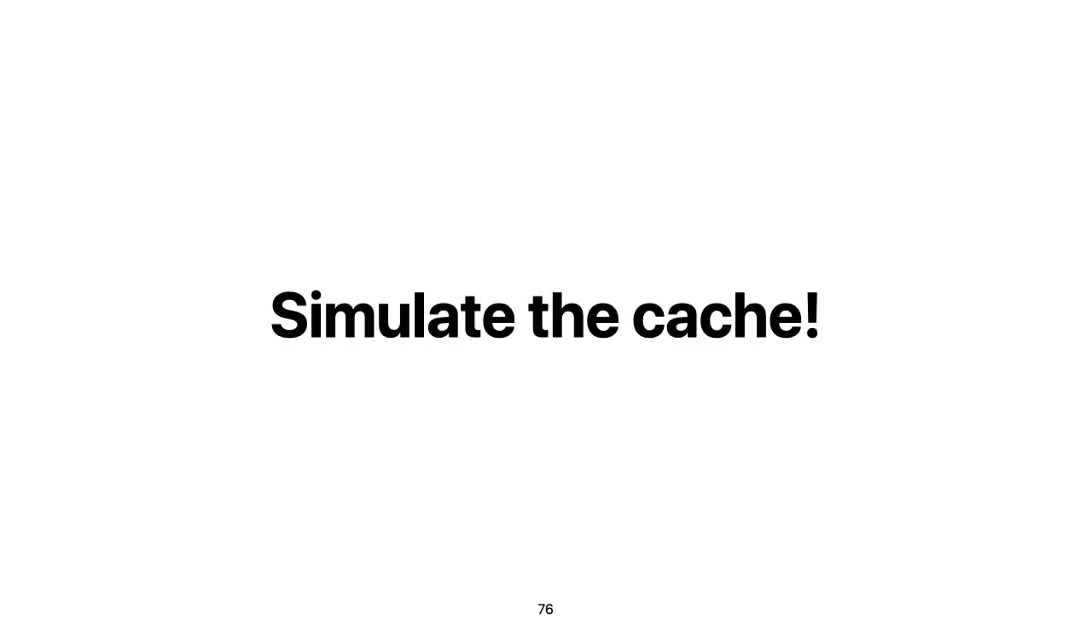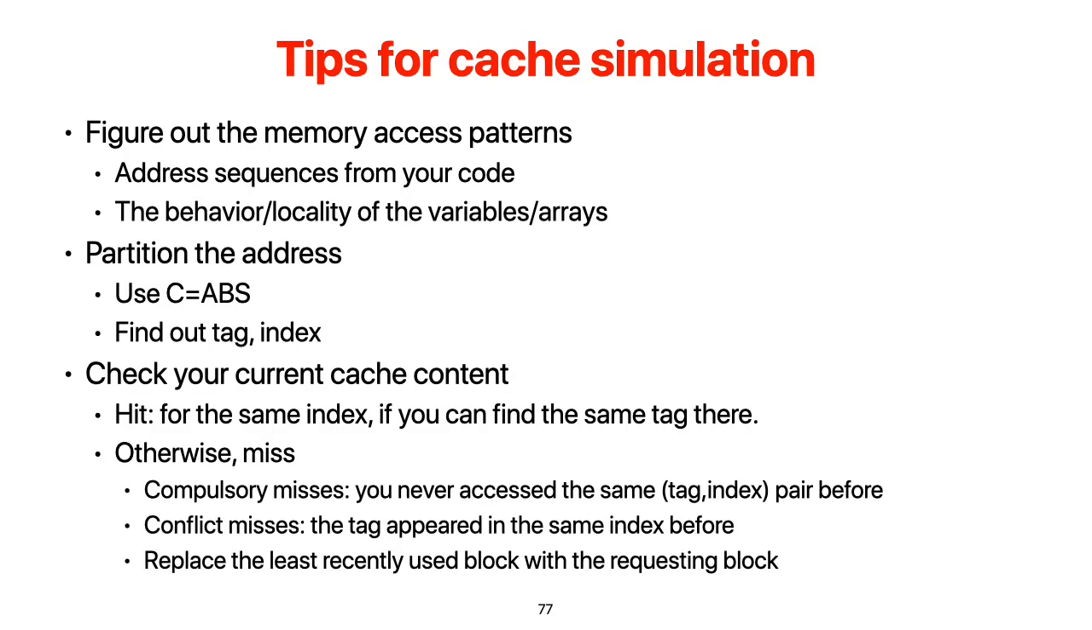So we can simulate the cache with the concept of causes of misses and with the concept of how to partition the address. And here's the tip. First of all, if I want to simulate the cache behavior for a piece of code, I have to figure out the memory access patterns and generate a sequence of addresses that my code would access. Then I would try to figure out whether there is any kind of locality or variables that would help me generate insights.